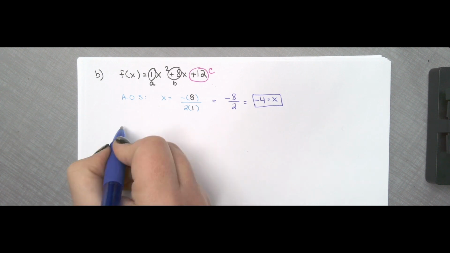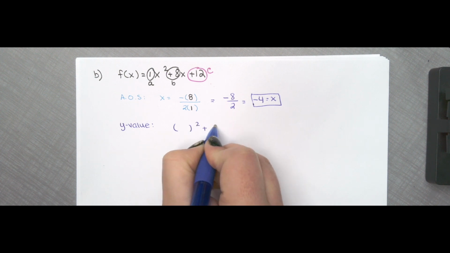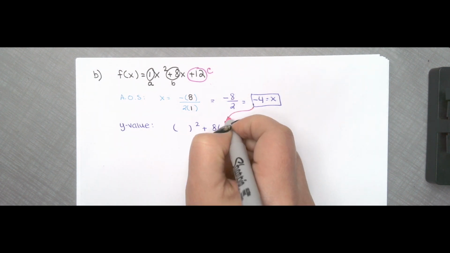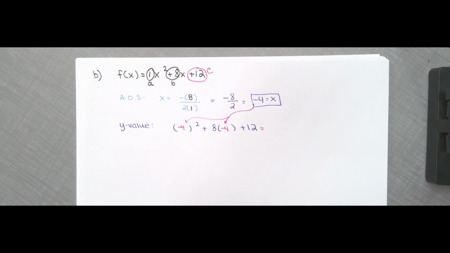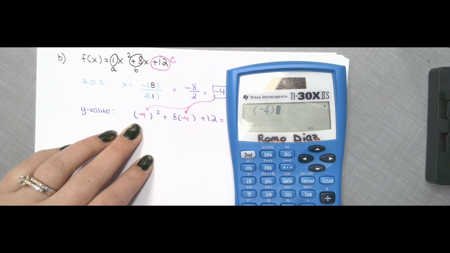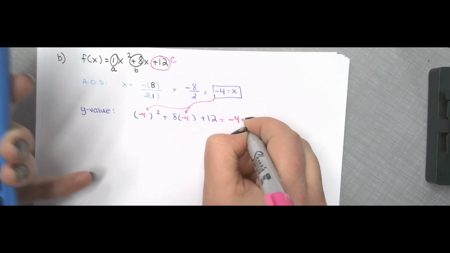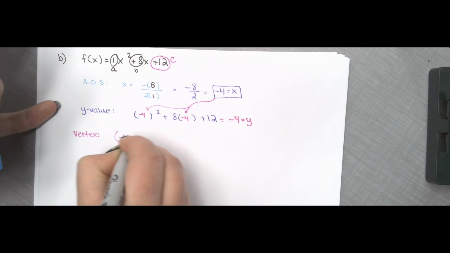Is that what we got last time as well? Interesting. Then we get our y value. We're going to copy down the original equation, replacing x with the value that we just solved for. We got negative 4. We're going to type that in just like we see it into our calculator. Parentheses, negative 4, close it, square it, plus 8, parentheses, negative 4, close it, plus 12. And we got negative 4. So for our vertex, we get negative 4 for x and negative 4 for y.